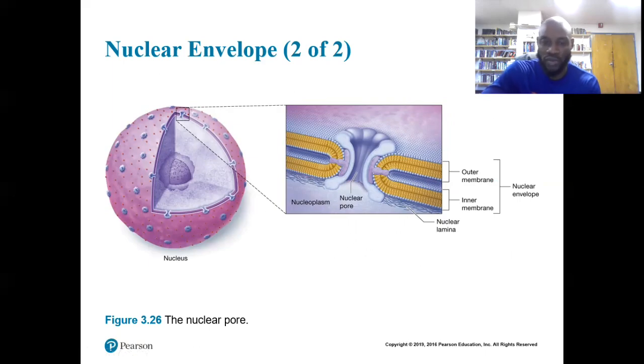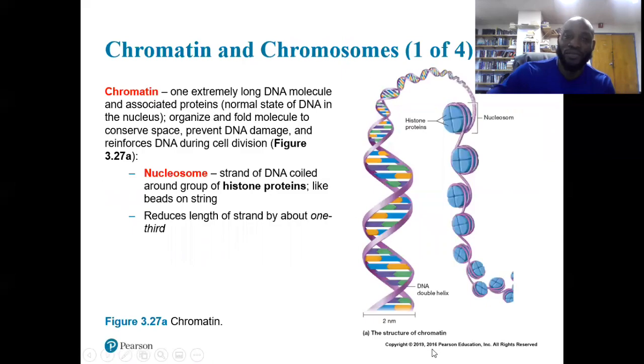All right, so you have this double bilayer, right? Outer membrane, inner membrane. The double bilayer is important. We want to protect what is on the inside of the nucleus, which is our DNA. We don't want that mutating, obviously, hopefully. Hopefully not.